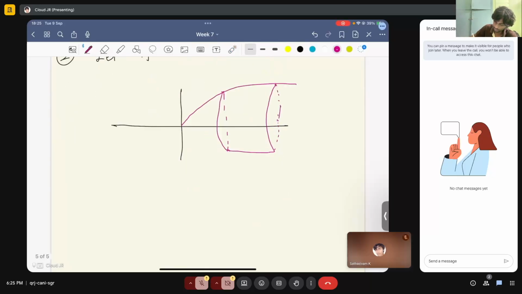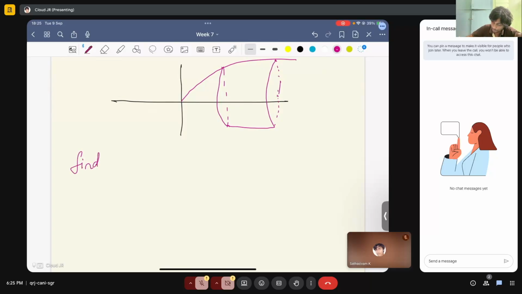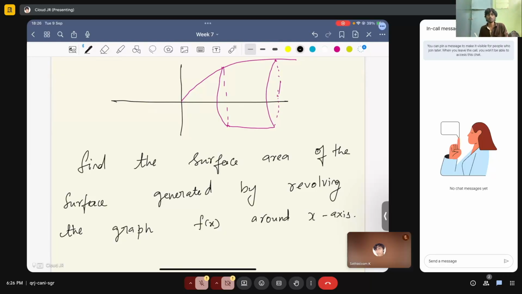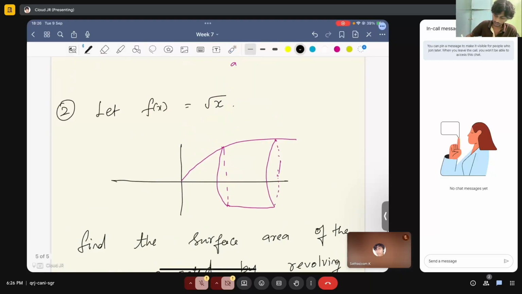I will write the problem fully. Find the surface area of the surface generated by revolving the graph of x around the x-axis. So basically we are revolving the graph and then finding the surface area.